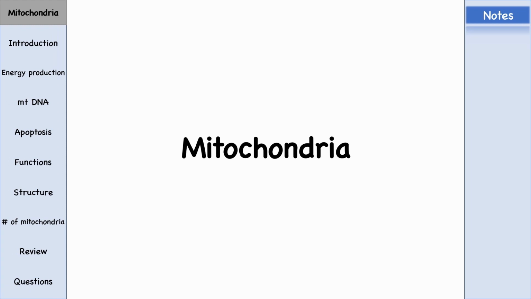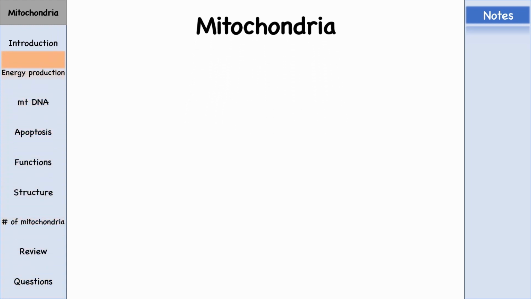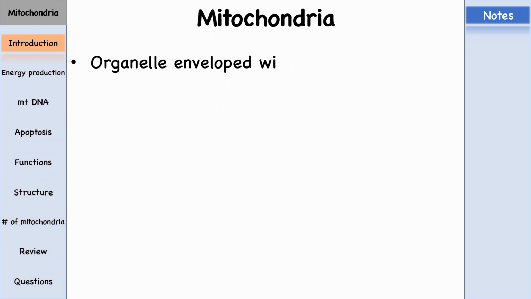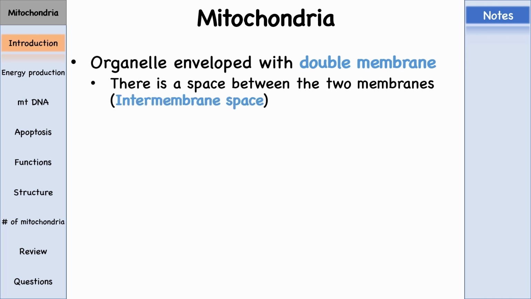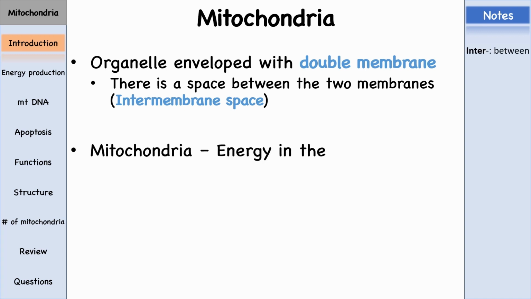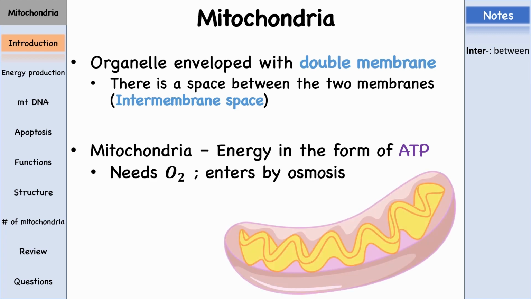Mitochondria. Mitochondria is an organelle with a double membrane, an outer membrane, and an inner membrane. And between the two membranes is the intermembrane space. Mitochondria generate energy in the form of ATP, which we consider the currency unit of the cell, needed by the body as an energy source in chemical processes. To produce energy, mitochondria need oxygen, which will enter by osmosis through the membrane.